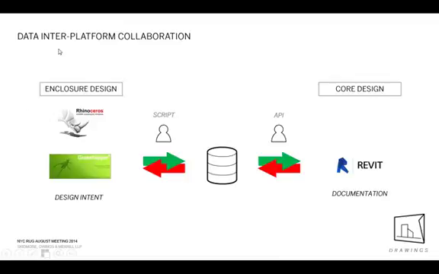And so this is the workflow for this particular part, where the enclosure design is done in the designer's model, which is the Rhino Grasshopper, and the core design, which is more regular and requires more technical information, is done in Revit with documentation tool. And these both talk to a central database that then relate to each other.